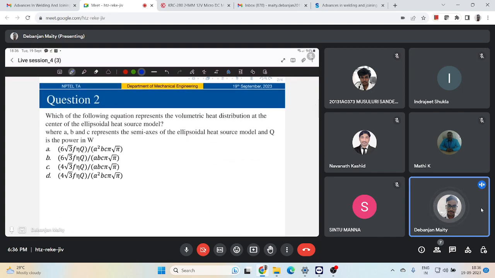So let's come to question two. It says, which of the following equations represents the volumetric heat distribution at the center of the ellipsoid heat source model? So this is something on modeling. Anyone give it a try?